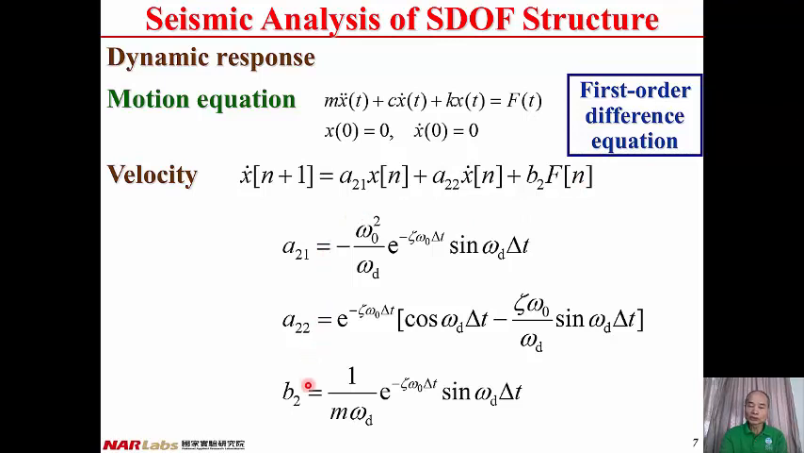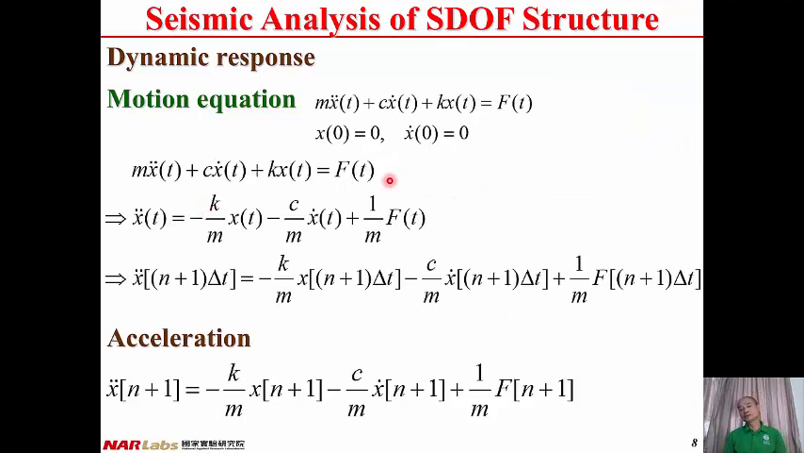A21, A22, B2 are functions of natural frequency omega 0, damped natural frequency omega d, damping ratio zeta, sampling period delta t, and the mass of the structure m. Therefore, A21, A22, B2 are all constants. They will not vary with time. Therefore, from the information at current step n, we can have the velocity at next step n plus 1. If we repeat this process step by step, we can have the velocity at every step so that we can complete the seismic analysis of the single degree of freedom structure.